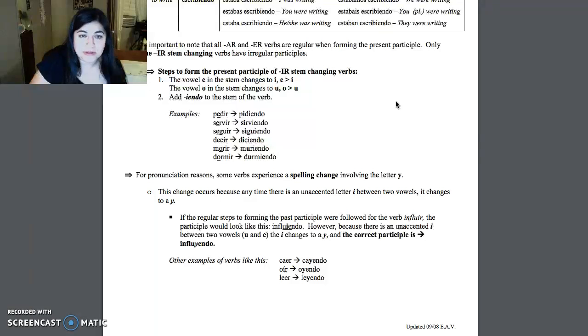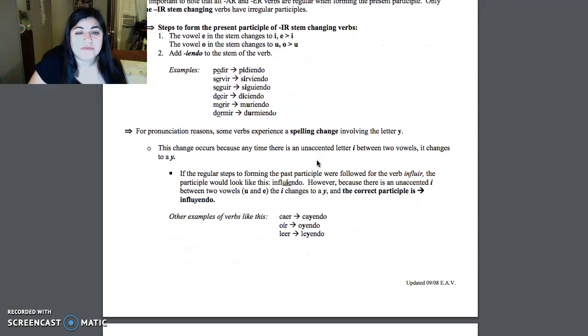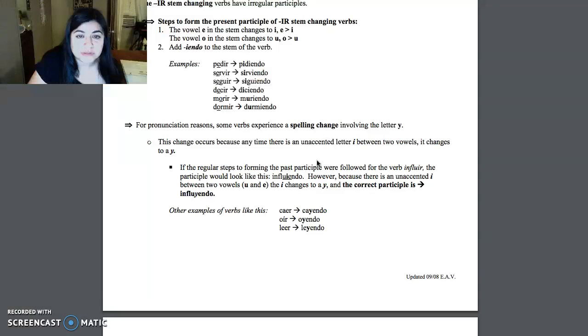For example, pedir goes to pidiendo. Servir, sirviendo. Seguir, siguiendo. Decir, diciendo. Oh, and take a look at this difference here. Morir, muriendo. Dormir, durmiendo. Notice the E goes to an I, and notice it's bold here. If you rewrite those, you may highlight those if you would like, or wherever you have them written down with your present progressive, go ahead and highlight those if you would like.